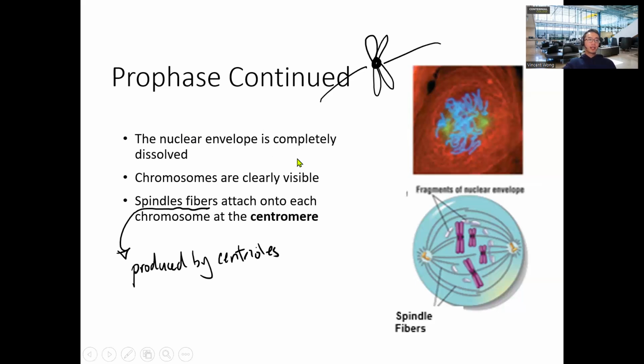Okay, so that's basically prophase. Right? Just to quickly recap, we dissolve the nuclear envelope, we condense the DNA into chromosomes, and then we have the centrioles going to the opposite side, and the spindle fibers will attach to the centromere.